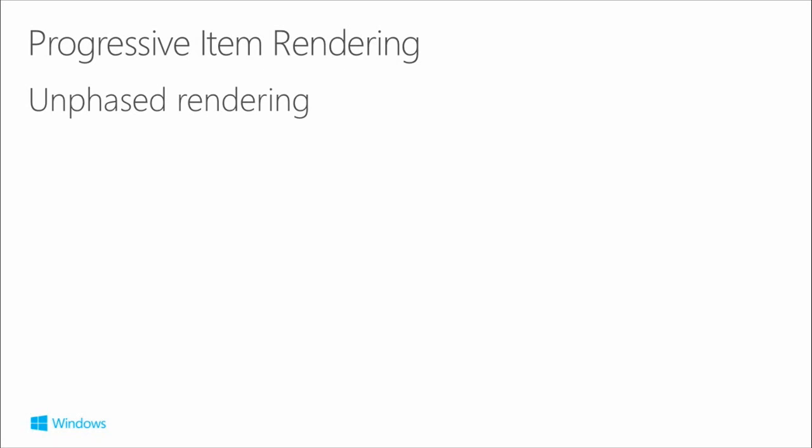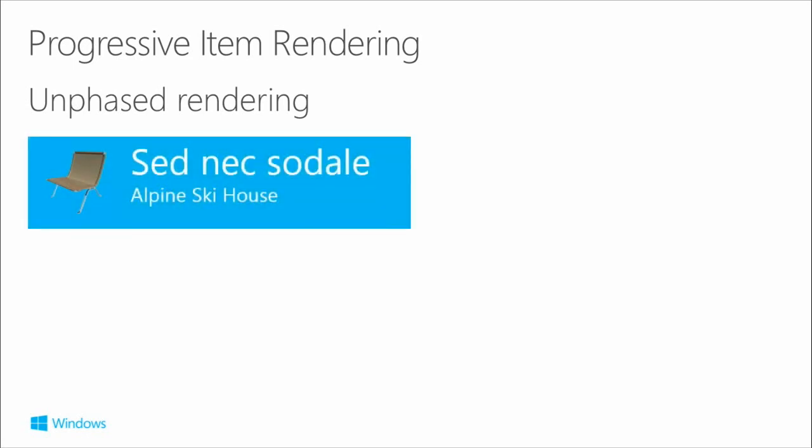But if we have a really long list, then we're going to want to do something called progressive item rendering. If we scroll really, really fast, the items don't have enough time to render in. That's if we're using something called unphased rendering, where basically it's all or nothing. Either none of your item is visible, or the entire item is visible, every data element inside of it, every image.